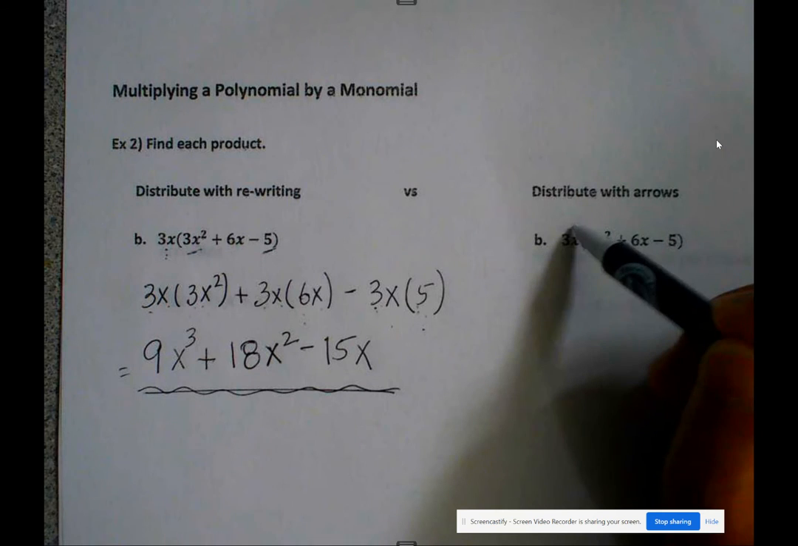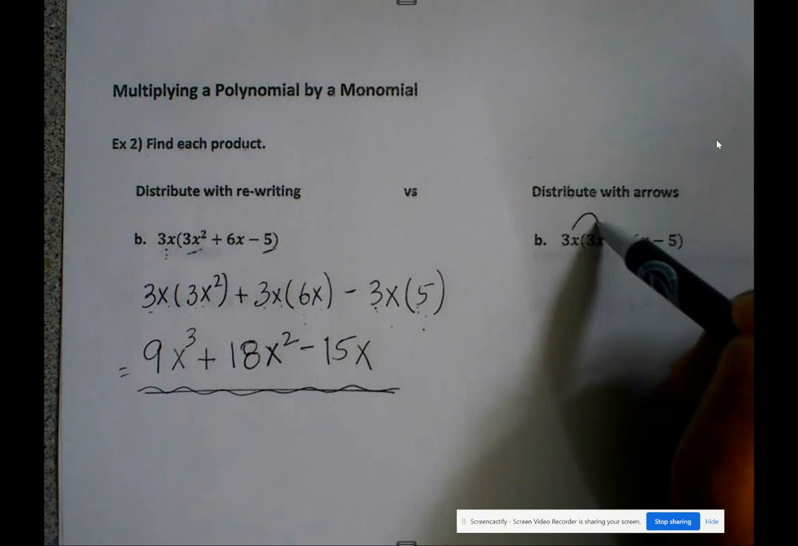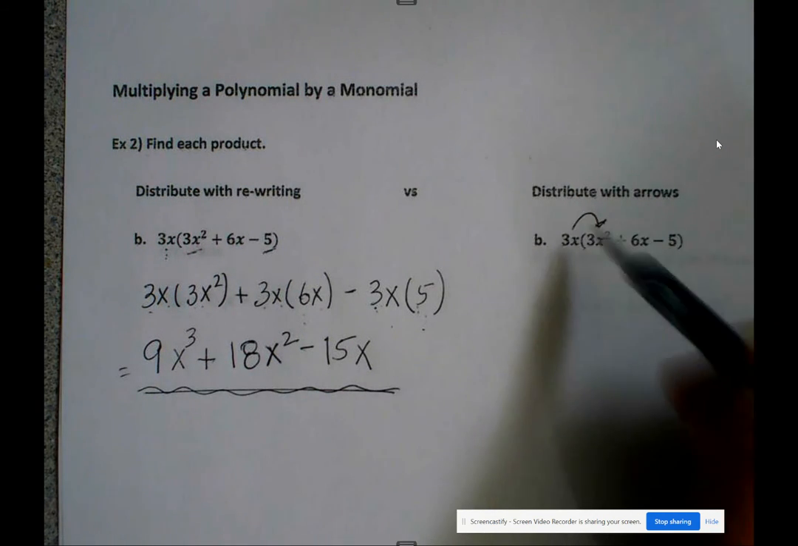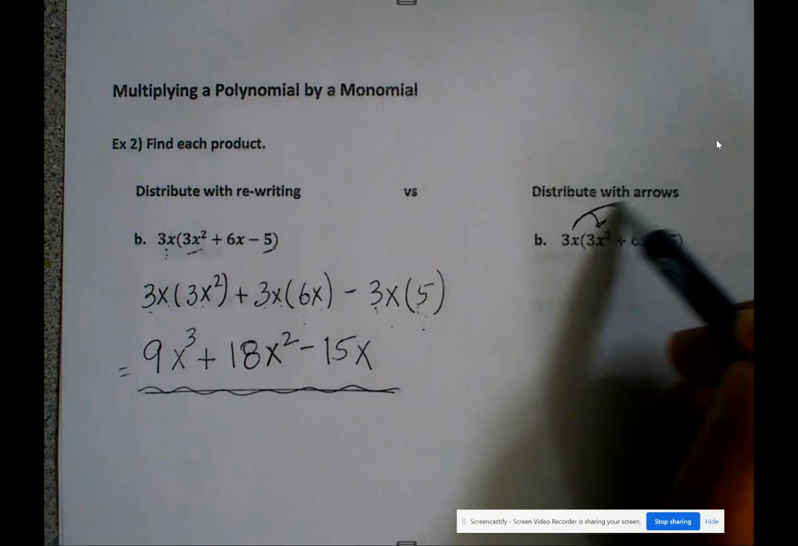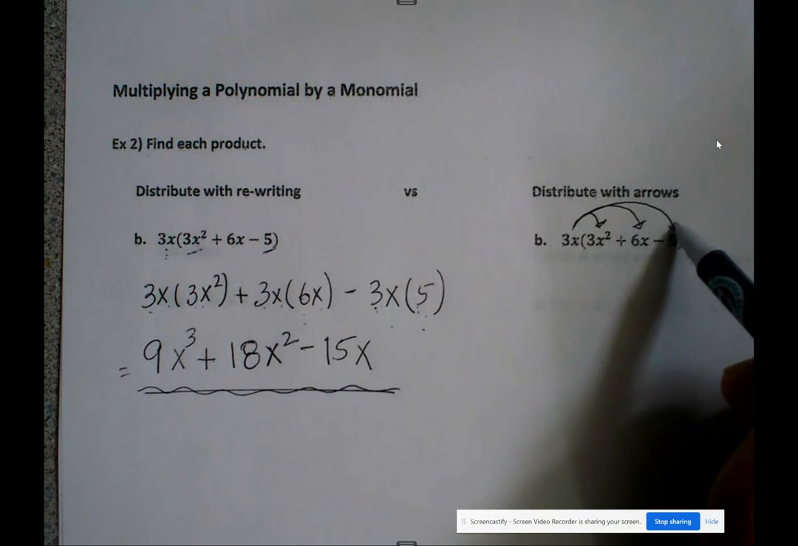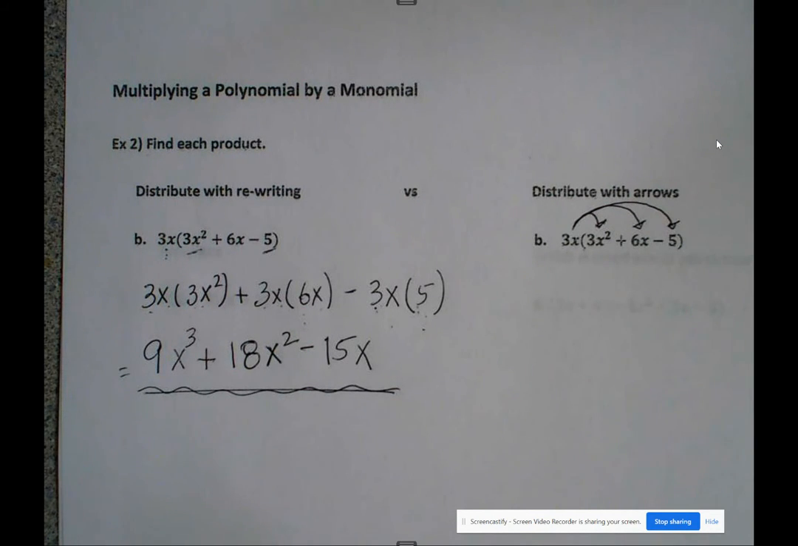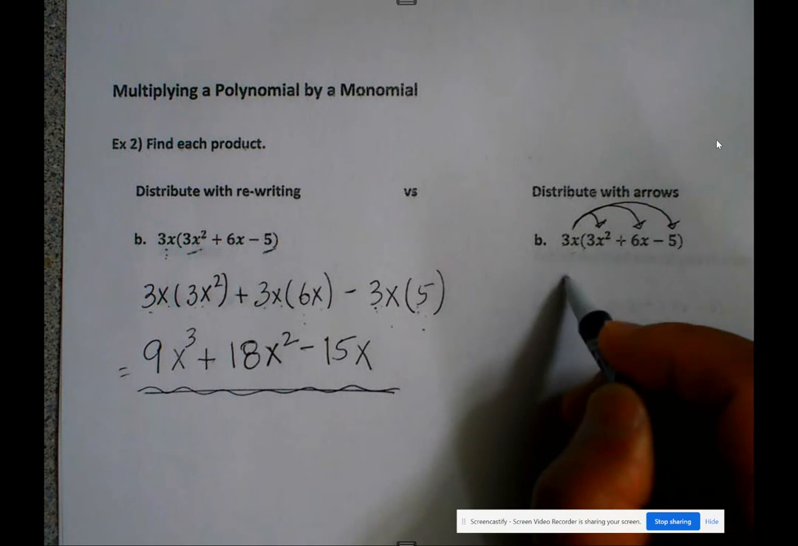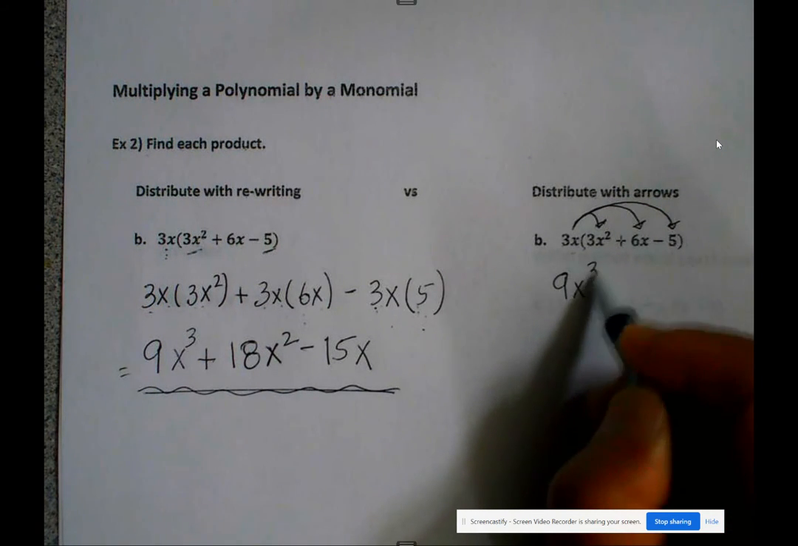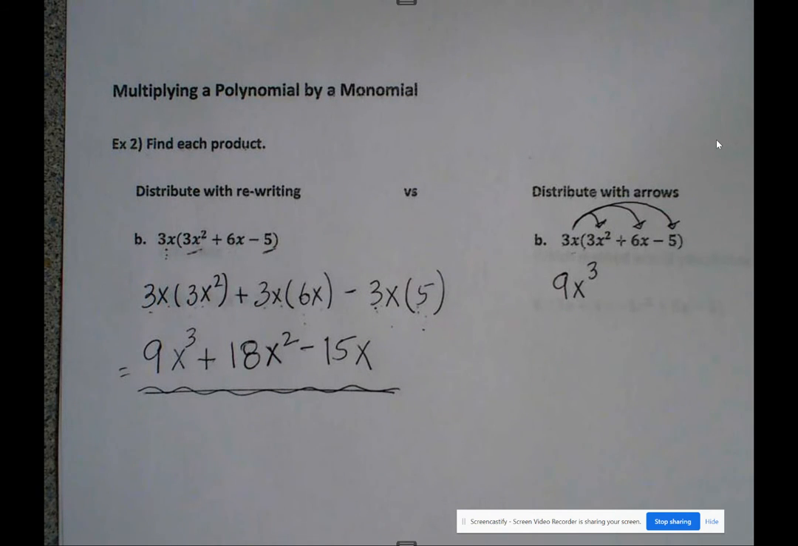So what we do is just take this and then multiply to the first one, like that. And then we multiply to the second one, like that, using arrows. Again, you don't have to put arrows later on if you feel comfortable, if you can do that in your head. So this is just 3x times 3x squared will give you 9x to the third. You see it? You just kind of do it in your head.